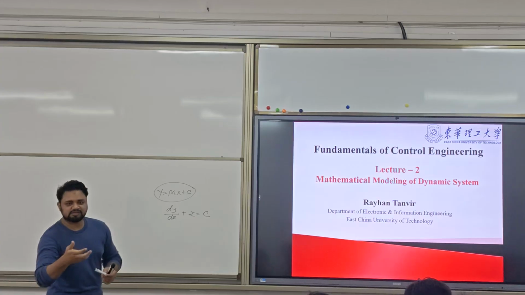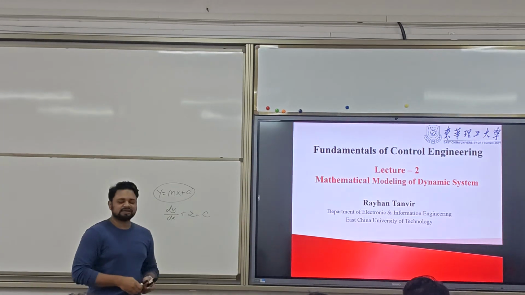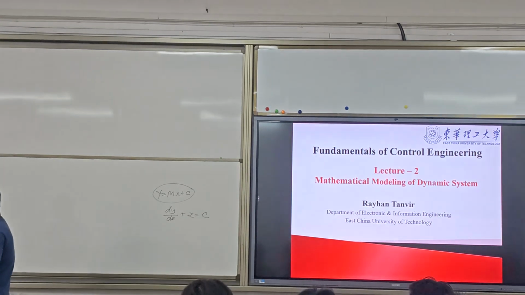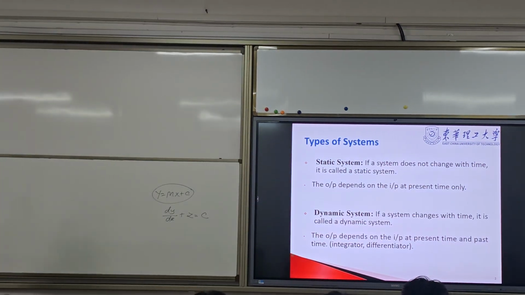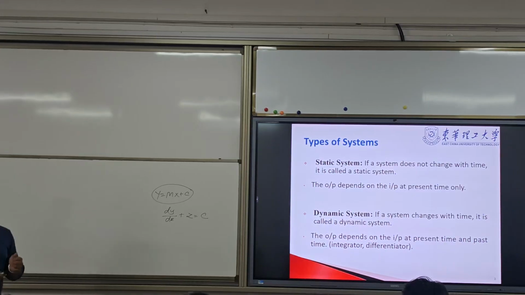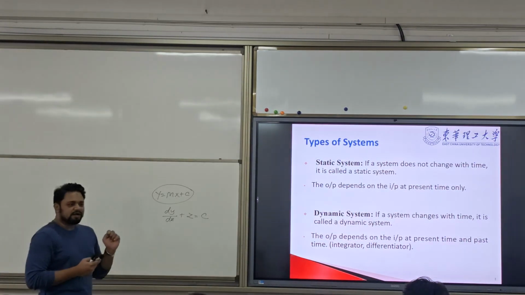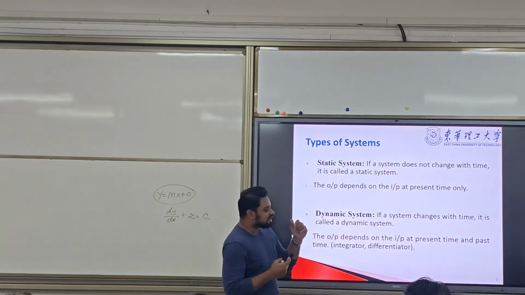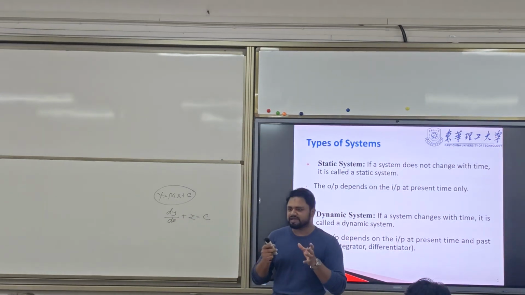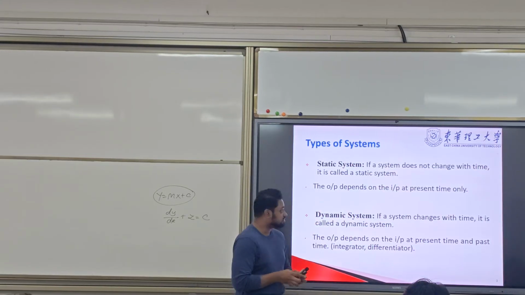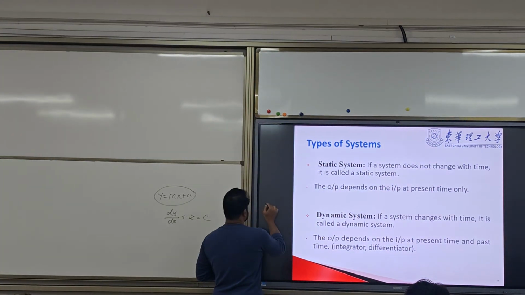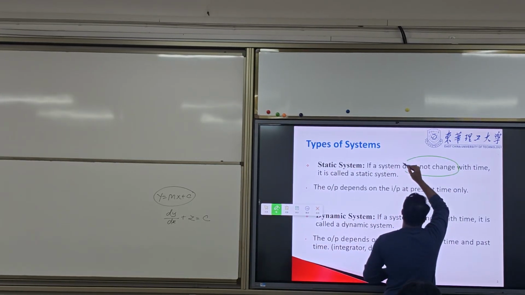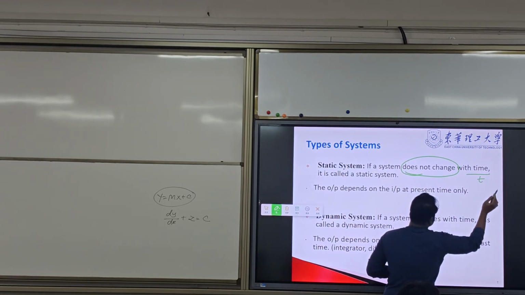Now, which type of system? Here we will talk about the dynamic system. What is the dynamic system? Look, we have two types of systems. One is static. In a static system, the system does not change with time. Time means t.